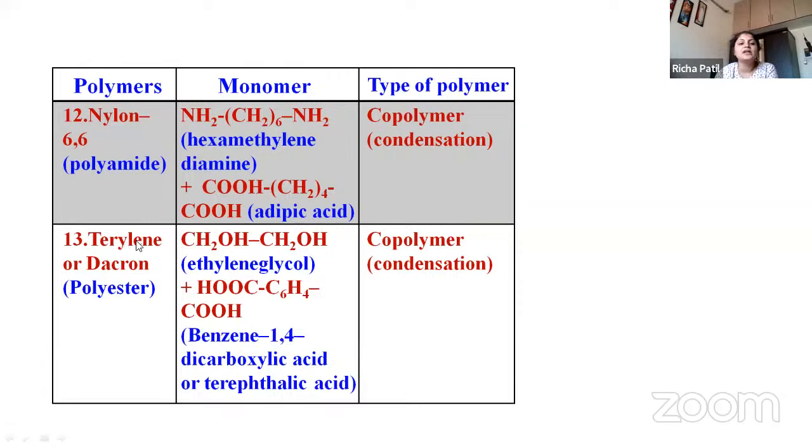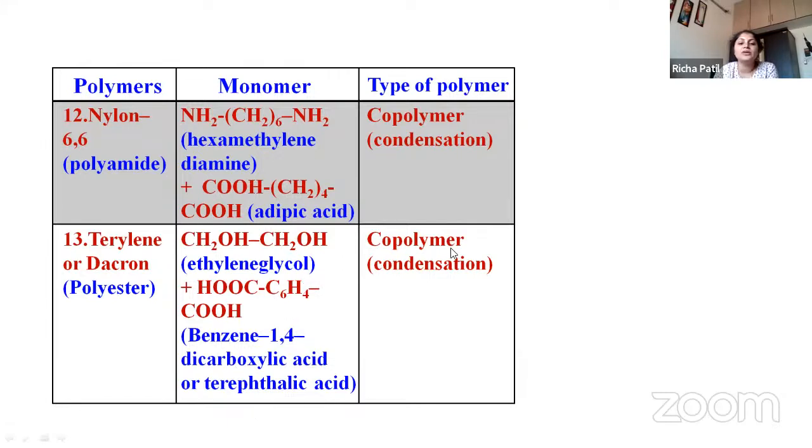Okay, next is terylene or dacron. It is a polyester. Why is it a polyester? It is an example of polyester because they have an ester linkage. You can see ethylene glycol plus benzene 1,4-dicarboxylic acid, or the other name is terephthalic acid. So what are the monomers? Ethylene glycol and terephthalic acid.